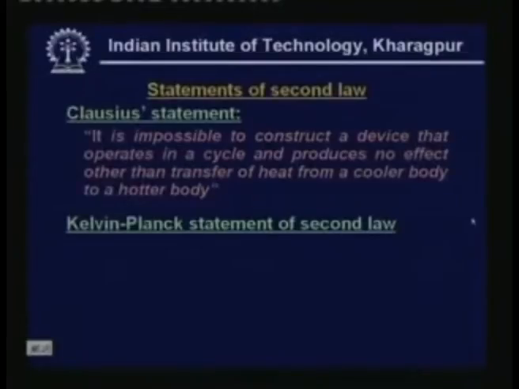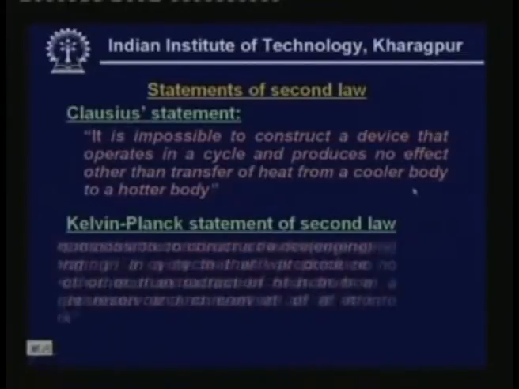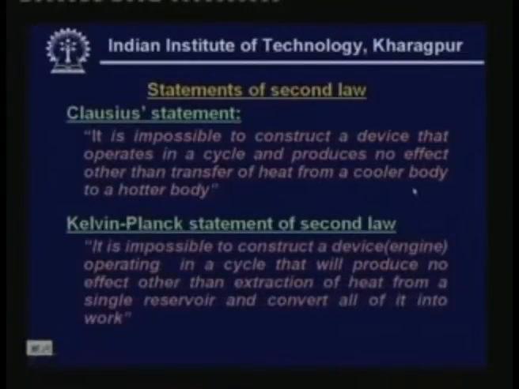Let us look at the other statement. This is known as the Kelvin-Planck statement of the second law. This says that it is impossible to construct a device, basically an engine operating in a cycle, that will produce no effect other than extraction of heat from a single reservoir and conversion of all of it into work. Basically, what it means is you cannot have a heat engine operating in a cyclic manner which has an efficiency of 100%. That means all cyclic heat engines will have efficiency lower than 100%.